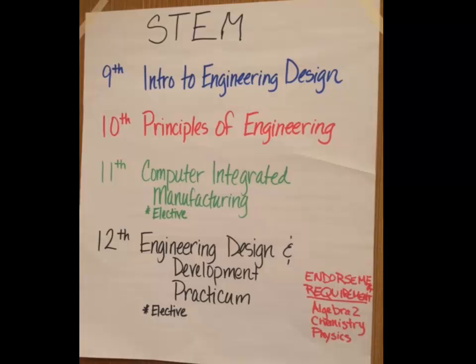9th grade, intro to engineering and design. 10th grade, principles of engineering. 11th grade, computer integrated manufacturing, and then finally in 12th grade, there is a practicum with engineering and design. And then, of course, with the STEM, there's quite a bit of math and science that's required for the endorsement as well.